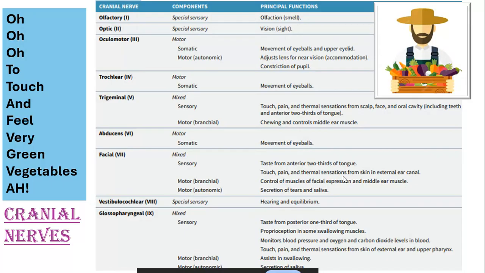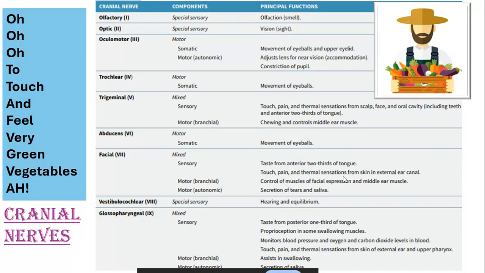Because that's when you have Bell's palsy, that's when the facial nerve is impacted, and you'll see there is no way the facial nerve will be able to give any kind of innervation to the muscle, right? All right, especially the buccinator muscle. Right? Motor autonomic secretion of tears and saliva. Facial nerve is also providing motor, one of the components motor.